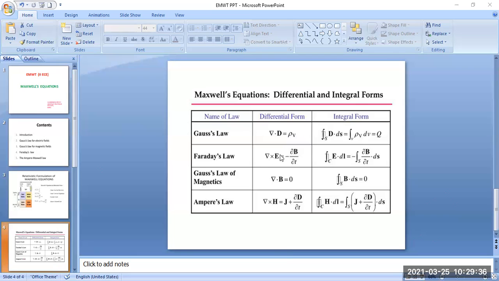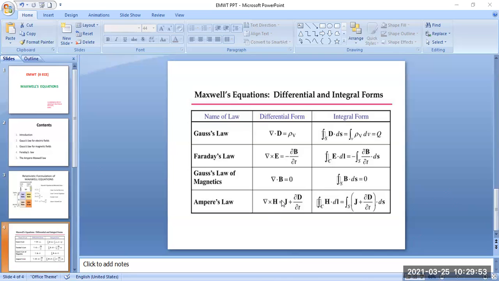That is nothing but del cross E bar is equal to minus j omega B bar. Whatever the dou by dou t there, that term can be replaced with j omega. Next one, del dot B bar is equal to 0, same.